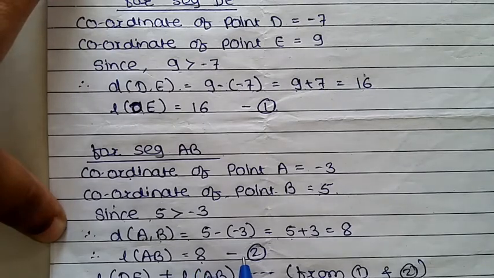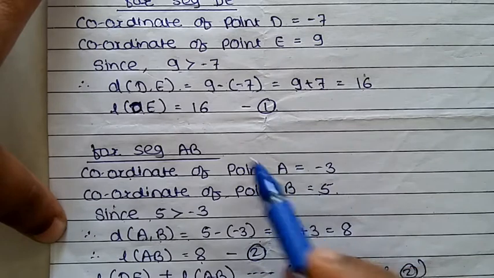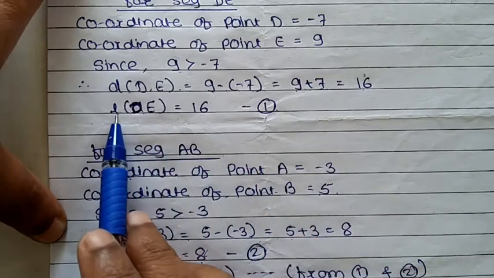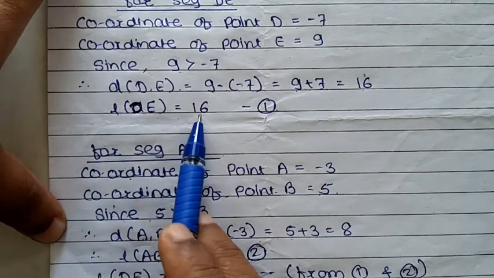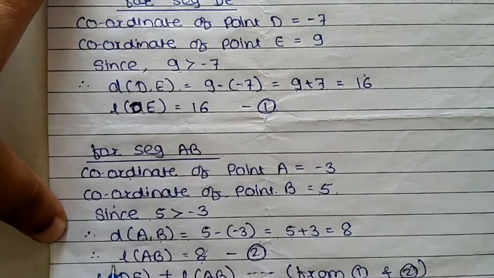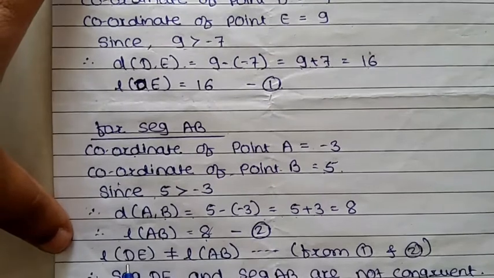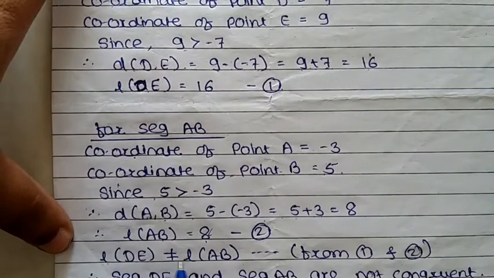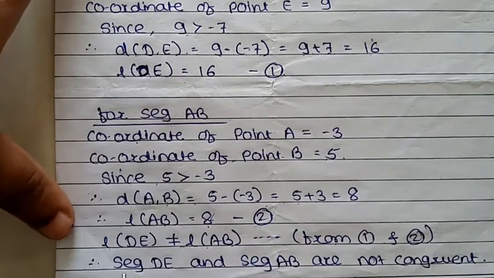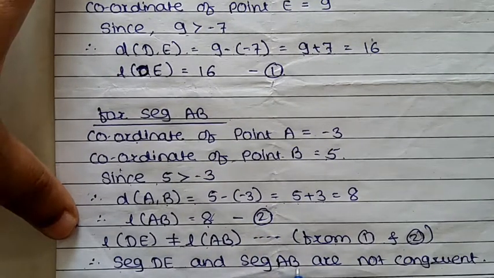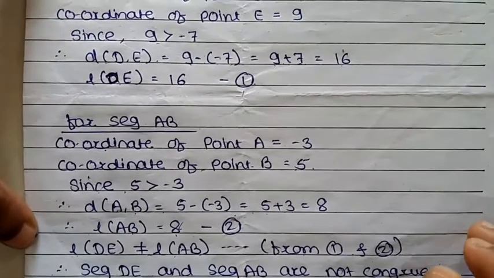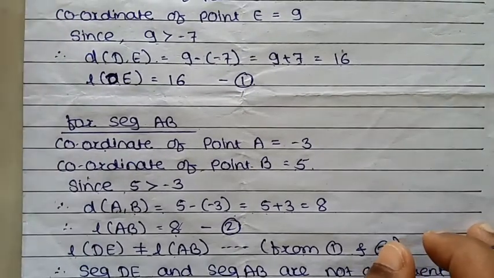From equation number 1 and equation number 2, observe these two equations. Are they equal? No, because in equation number 1 the length of DE is 16, and in equation number 2 the length of AB is 8. So they are not equal. We can say that length of DE is not equal to length of AB from equations 1 and 2. Therefore segment DE and segment AB are not congruent. In this way you have to solve question number 1.